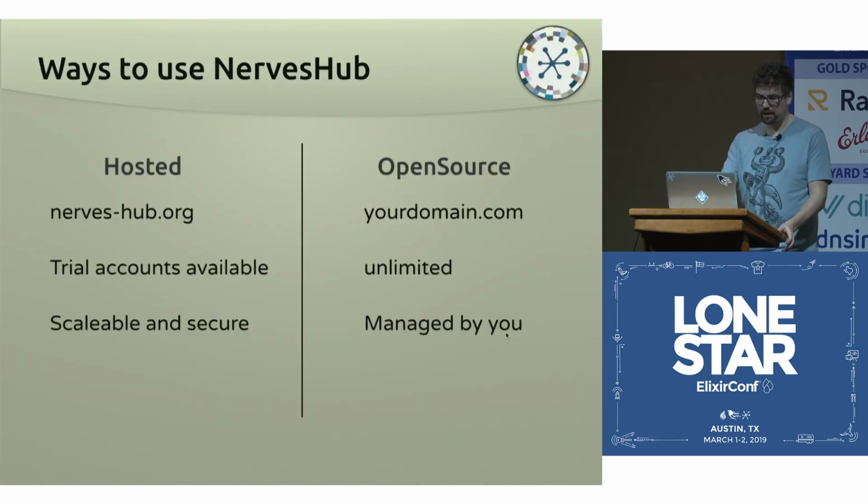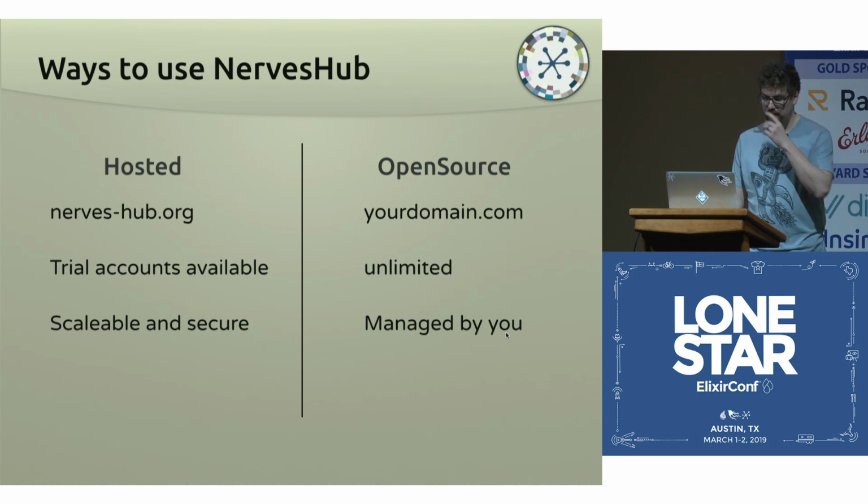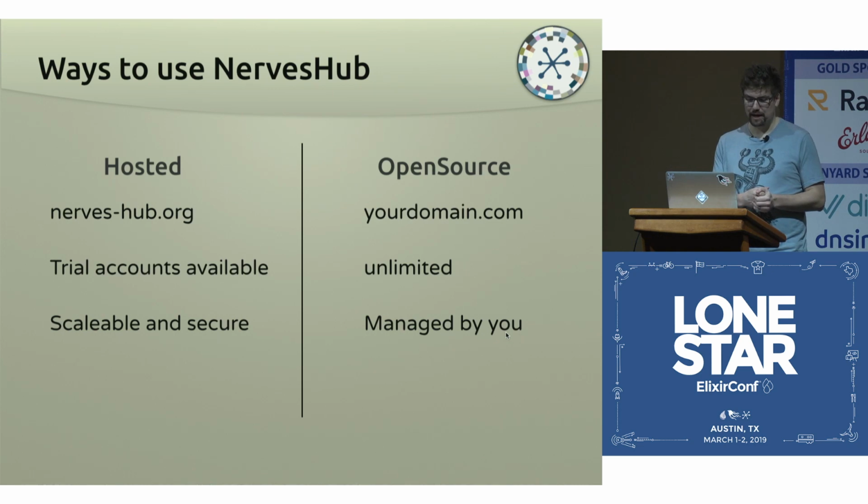So about NervesHub, there are two different ways to use it. We have hosted NervesHub, which we host at nerves-hub.org. On that system, there are trial accounts available. The idea is that we're going to build that up to a very reasonably priced system that people from enterprise to makers can get onto and use so they don't have to worry about the hosting. It's completely scalable and secure. We've invested a lot of time and energy into making sure that the system itself is always up and scalable.